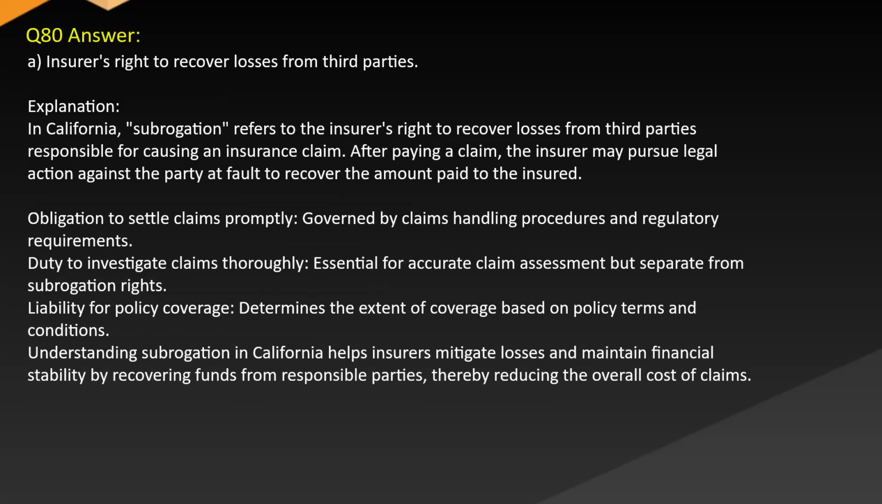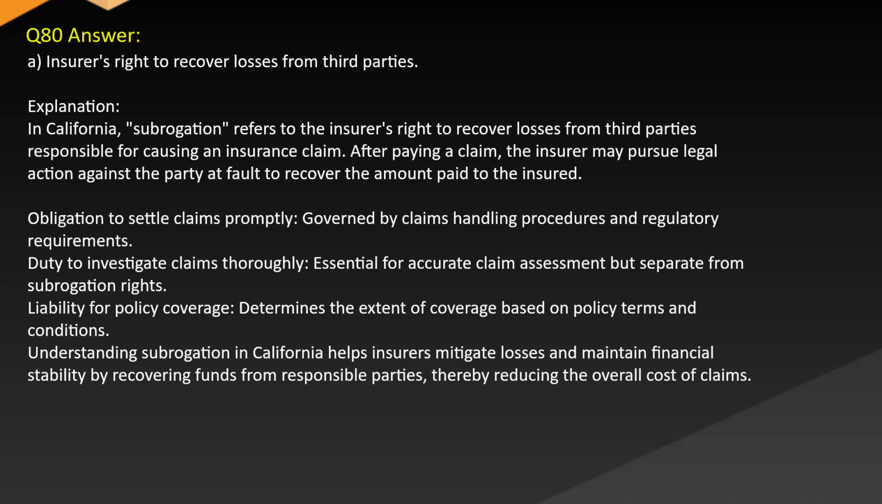Answer: A. Insurer's right to recover losses from third parties. Explanation: In California, subrogation refers to the insurer's right to recover losses from third parties responsible for causing an insurance claim. After paying a claim, the insurer may pursue legal action against the party at fault to recover the amount paid to the insured. Obligation to settle claims promptly is governed by claims handling procedures and regulatory requirements.